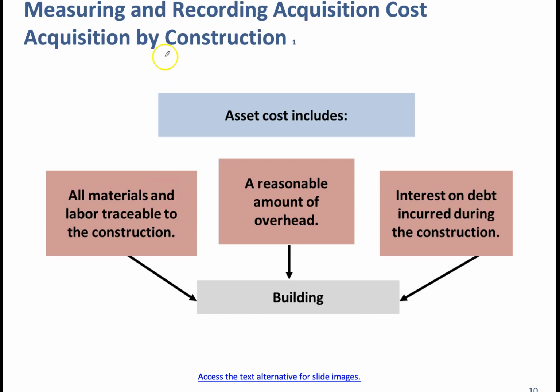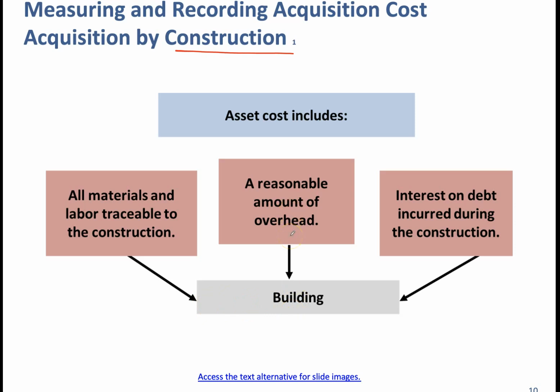So if we acquire an asset by construction, the asset cost will include all materials and labor traceable to the construction. So if you hire someone to build a building, the wage and any cost related to the construction will be counted as the cost of the building.